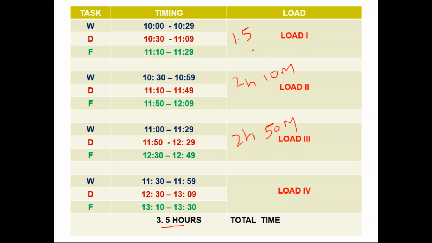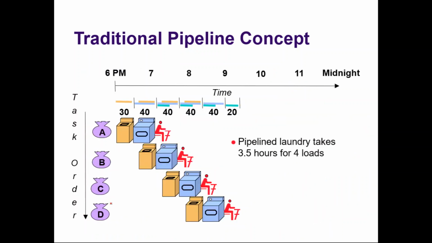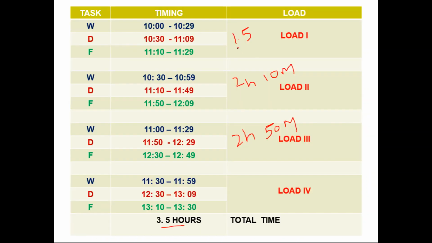How does this 40 come? This 40 is nothing but the time required by the slowest device. Here, which is the slowest device? The dryer is the slowest device, which takes 40 minutes. So the rate at which the output comes is controlled by the slowest device. Here, rate is what? After the first output, all the other outputs come after 40 minutes.